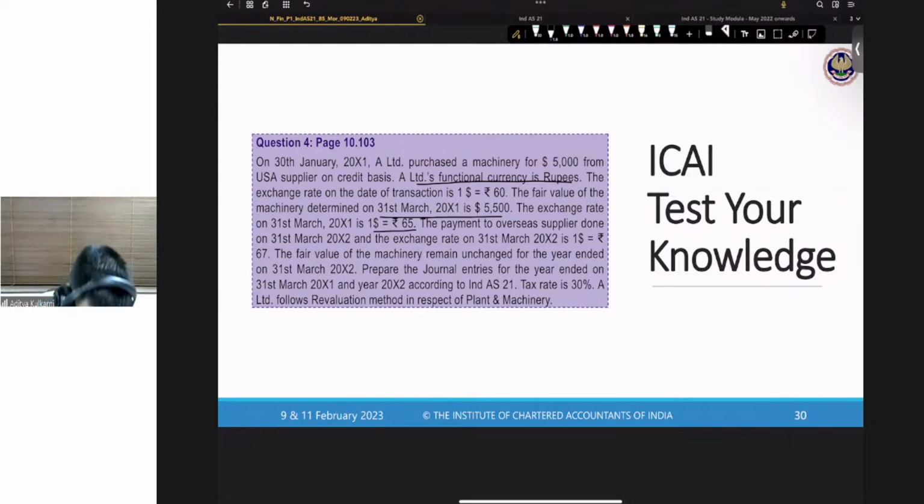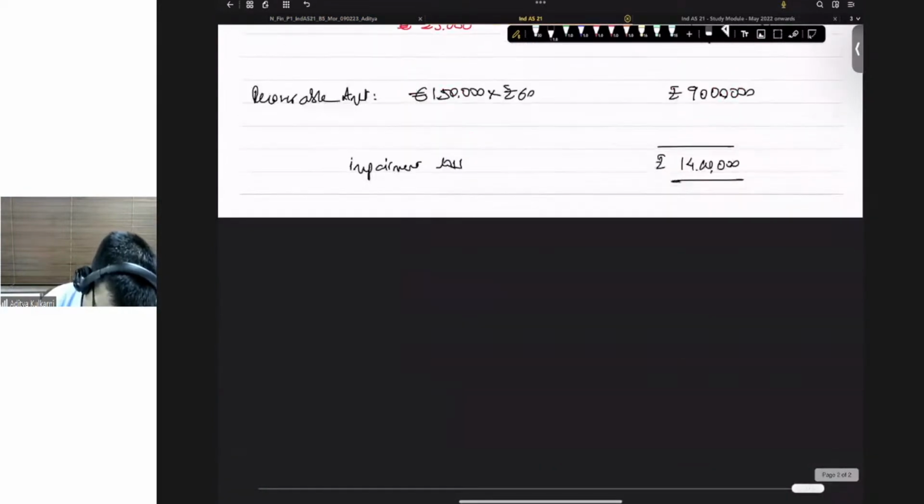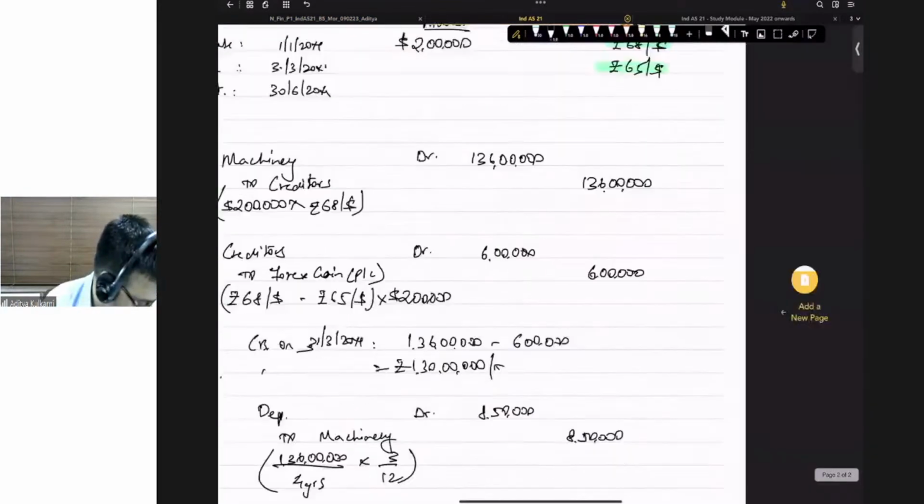The payment to the overseas supplier is done on 31st March X2, and the exchange rate on 31st March X2 is $1 equals rupees 67. The fair value of the plant and machinery remains unchanged for the year ended 31st March 20x2. Prepare the journal entries for the years ended 31st March X1 and X2 according to Ind AS 21. Tax rate is 30%. A Limited follows the revaluation model in respect of plant and machinery. Okay, all right. Fine. So let us record the transactions first so we don't have to revisit them.